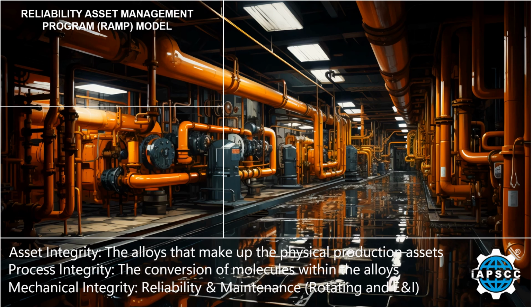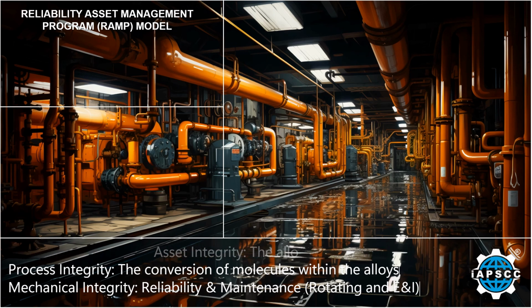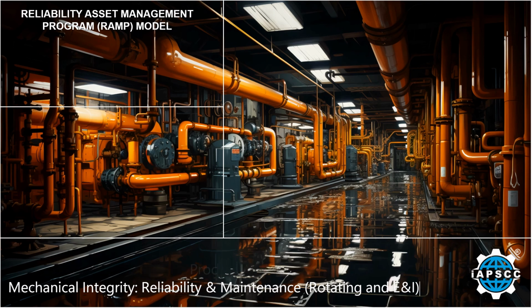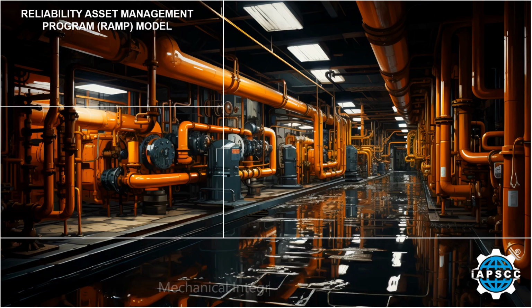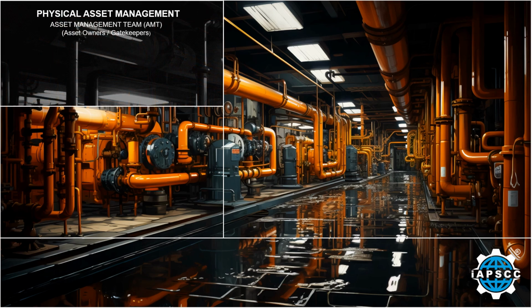Lastly, we have mechanical integrity, which we generally refer to as rotating, electrical, instrumentation, and infrastructure, typically associated with routine maintenance. Now, let's look at the 4 elements and 6 processes within the Reliability Asset Management Program, referred to as the RAMP model. The first element of RAMP is physical asset management, where we highlight the asset owners, known as the Asset Management Team, or AMT. The AMT are also known as the gatekeepers, which we'll discuss in a moment.